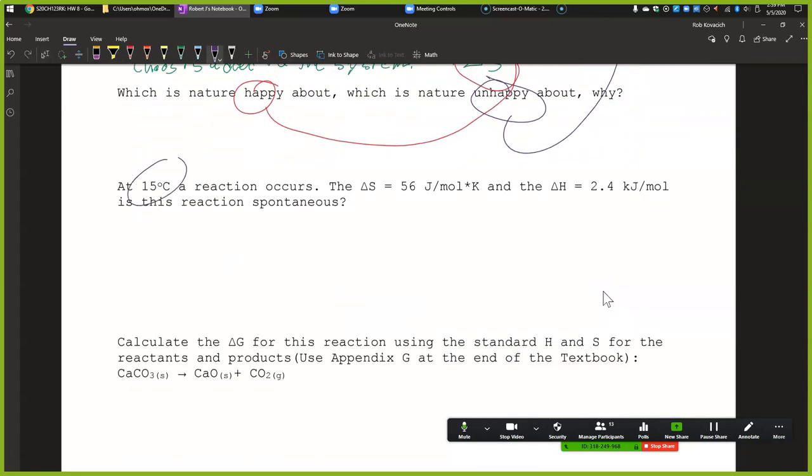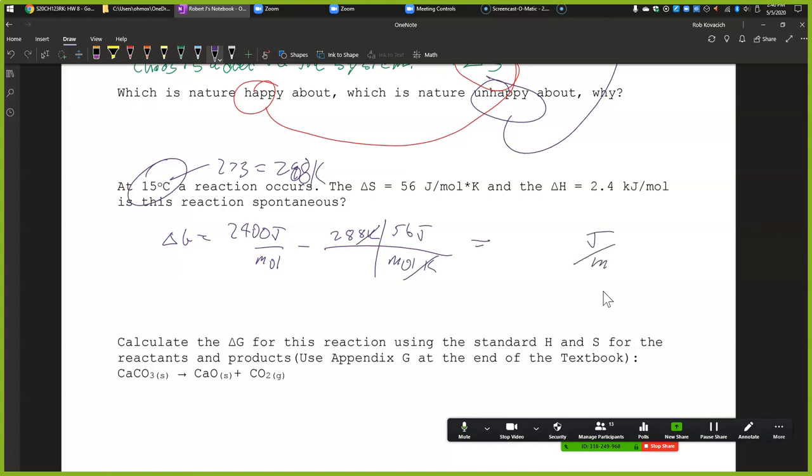Okay, so we're going to do this calculation. First thing we need to do is add 273 to this. We'll get 288 K. So delta G is equal to 2400 joules per mole, minus 288 K and 56 joules per mole K. K cancels, end up with joules per mole.